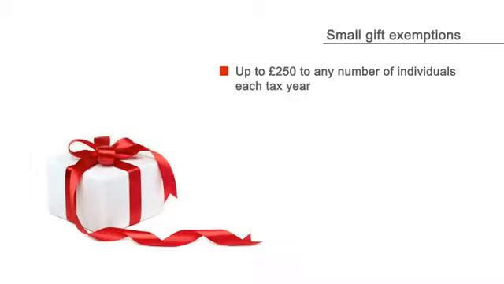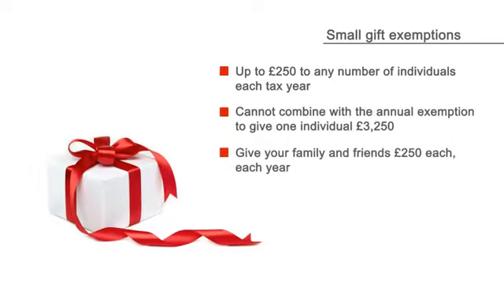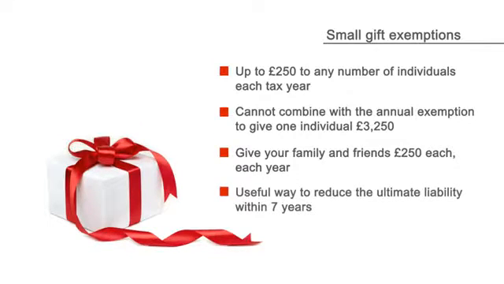The small gifts exemption covers gifts up to £250 to any number of individuals each tax year, but you can't combine it with the annual exemption to give one individual £3,250. However, you could give every member of your family and your friends £250 each year. Where someone has left their estate planning to the point where they do not think they'll survive 7 years, this may be a useful way to reduce the ultimate liability.